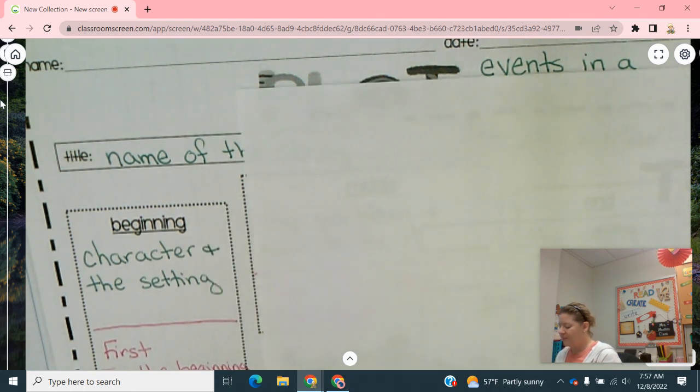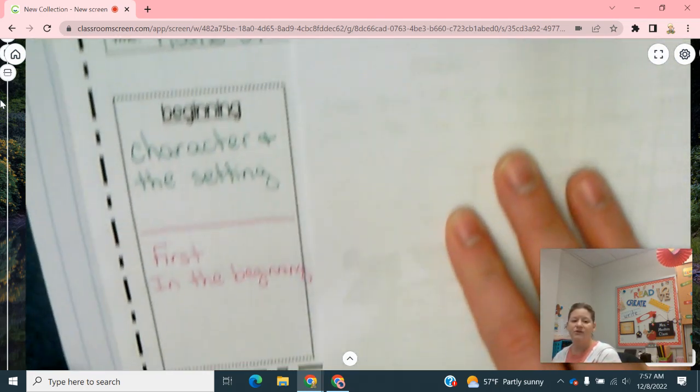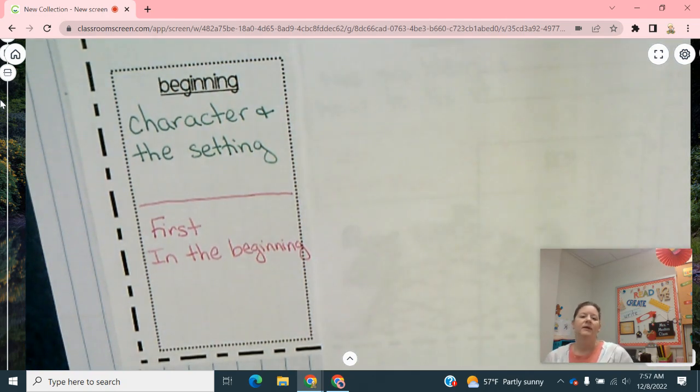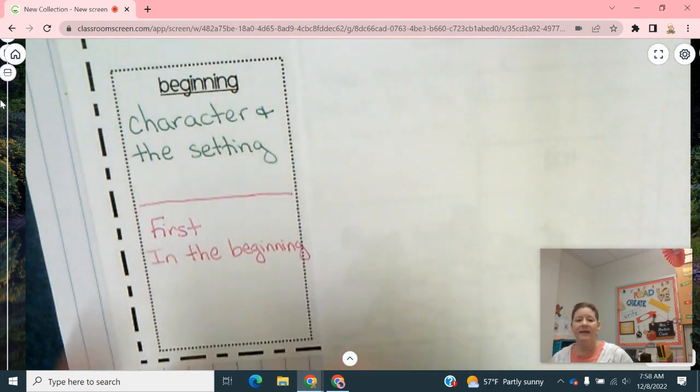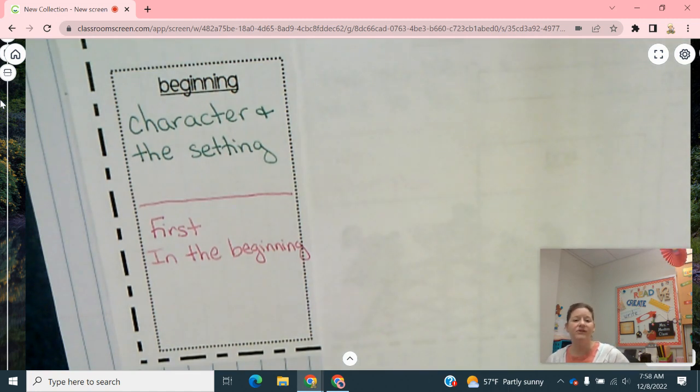We're going to start off by looking at the beginning of our story. Now, whenever we first start reading a story, there are some things that are going to happen. In the beginning, you're going to learn about the character and the setting. So this is where the author introduces us to the characters and kind of gives us an idea about where we are. Okay, remember the setting is a time or a place.